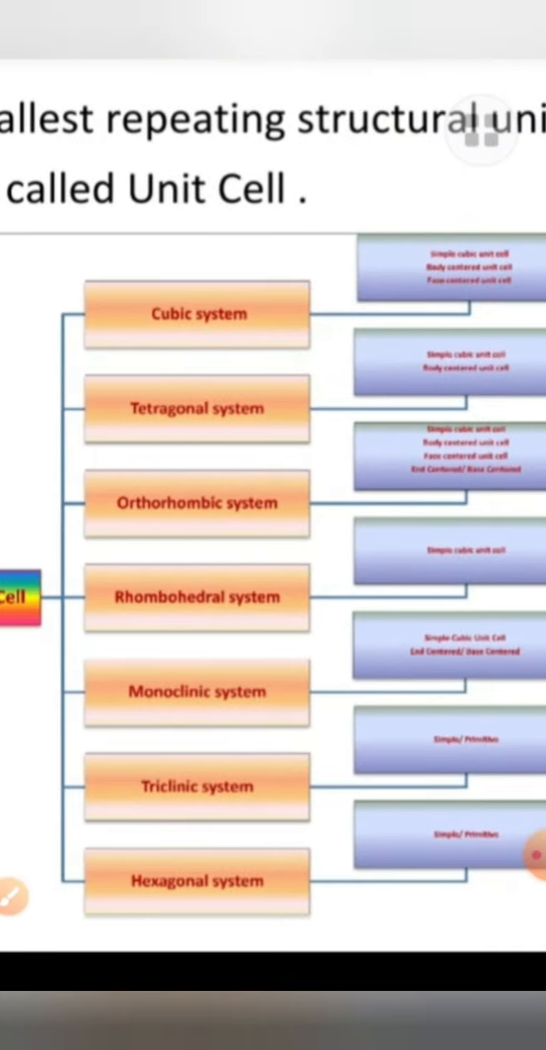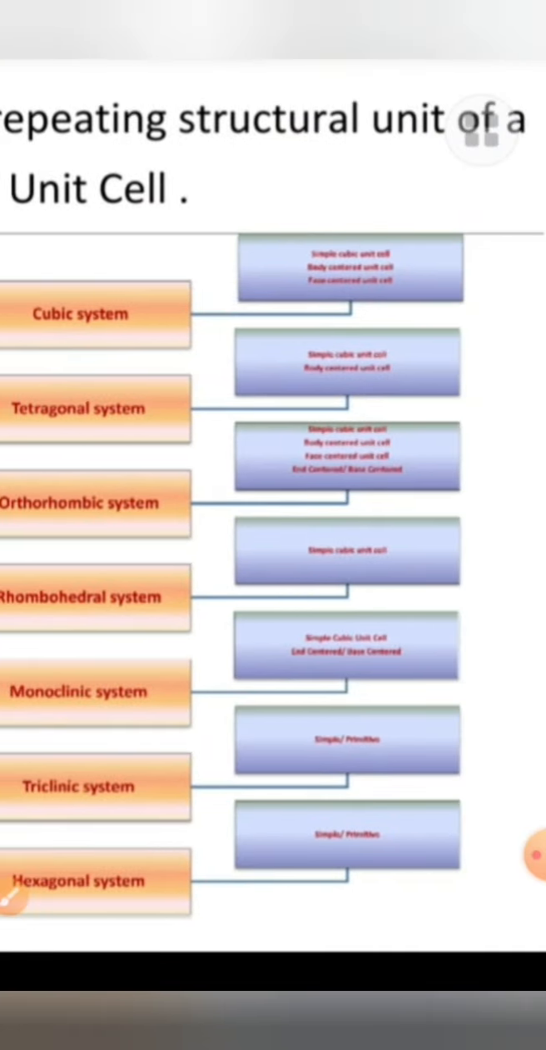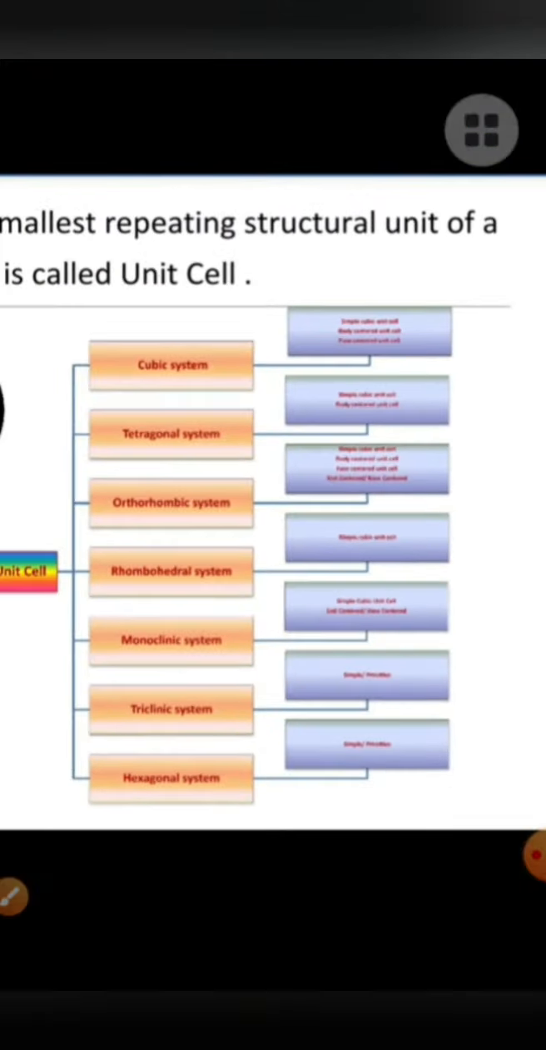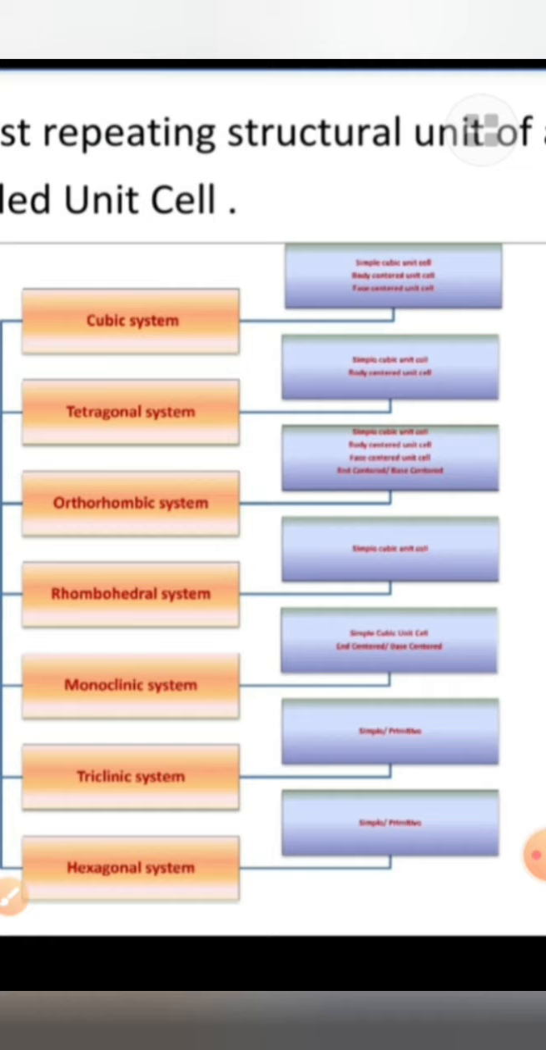The monoclinic system has 2 types: simple or primitive unit cell, or end centered or base centered unit cell. In the triclinic system, there is only one type, the simple or primitive unit cell. The hexagonal system also has only the simple or primitive unit cell. So 7 crystal systems are associated with 14 Bravais lattices.